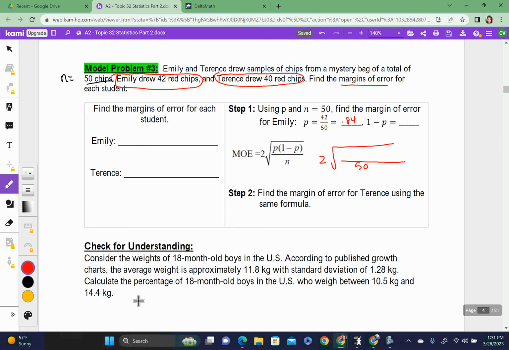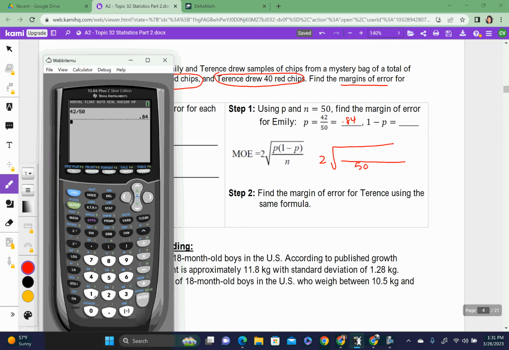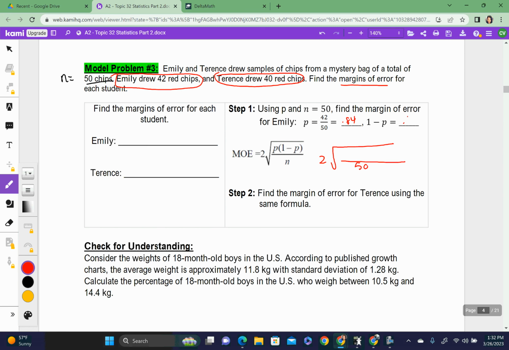My 1 minus P, right? I go to my calculator and do 1 minus P, which is 0.84. I hit my up arrow, grab that just because I'm being a little lazy, and I get 0.16. So my 1 minus P is 0.16. And those should add up to 1: 84% plus 0.16, or 16%. So I'm going to plug that in here. My P is 0.84, and I'm going to multiply that by 1 minus P, which is 0.16.